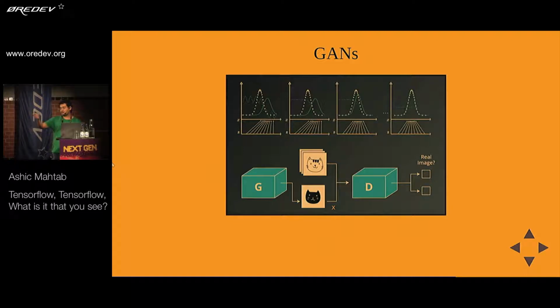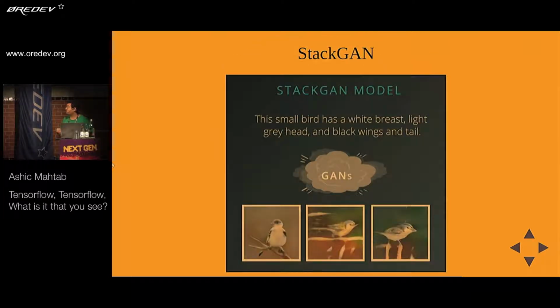So this guy throws something at the discriminator, and the discriminator says, yes, this looks real, or no, this doesn't look real. Over time, with enough iterations, what happens is that the generated data distribution looks exactly like the real data distribution. And that can give you some pretty impressive results.